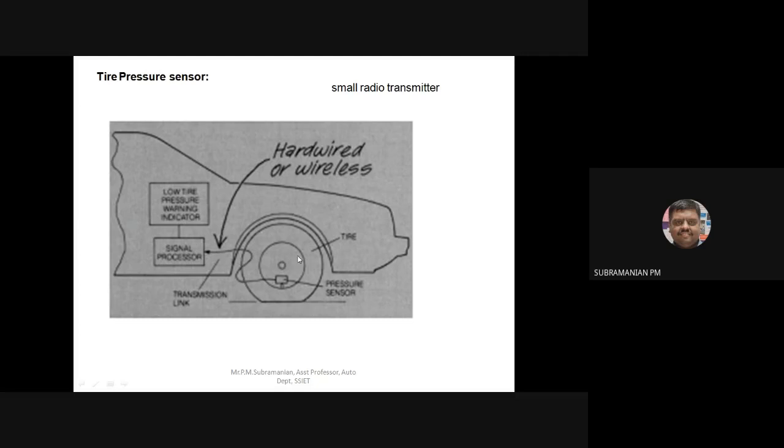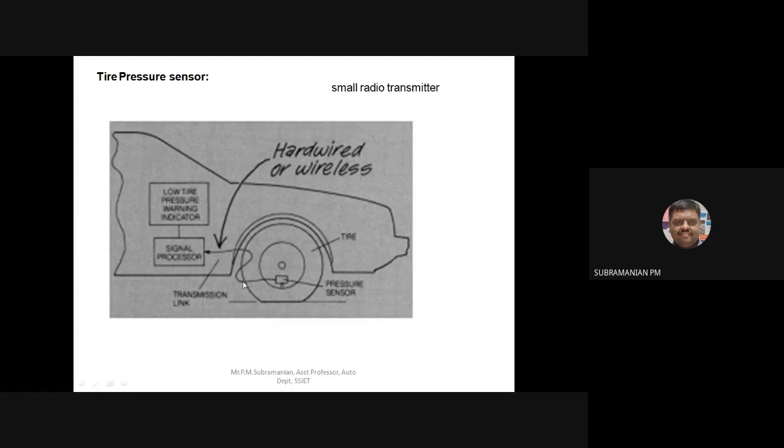So what I have to do, the pressure sensor should communicate with my signal processor. That is, I have to send a signal to this, and this unit should process the signal, and it should activate the indicator, that is a low tire pressure warning indicator. Okay, and this is the main thing we have to work. Already pressure sensor is existing, so how am I going to connect the pressure sensor with the warning unit? The main objective of my tire pressure sensor is I have to give information about the pressure of the air in the tire to the driver.